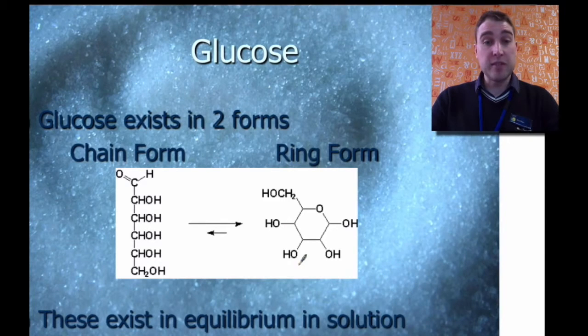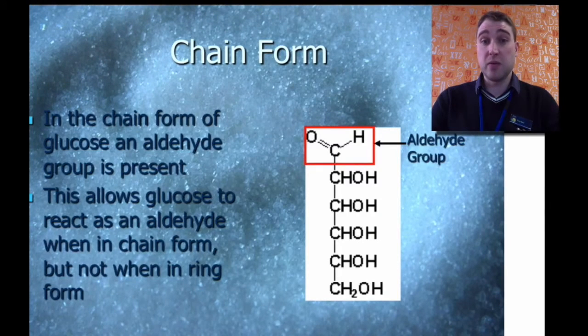If you put these in solution, you get an equilibrium, mostly ring form, occasionally chain form. And what that means is that the chain form can react as an aldehyde. And what this means is if it's an aldehyde, then you can oxidize it through to a carboxylic acid. And that's one way of, say, testing for glucose, for example. You can use glucose as an aldehyde, oxidize it through to a carboxylic acid.